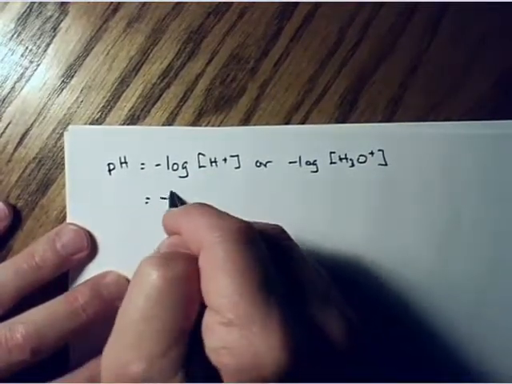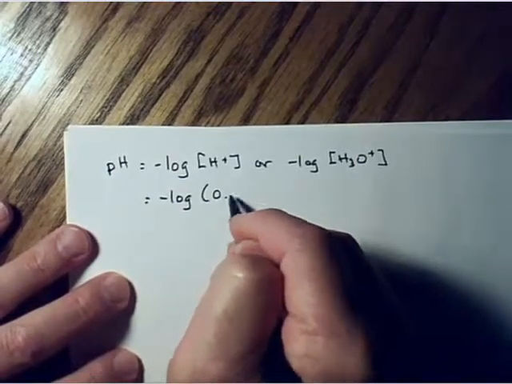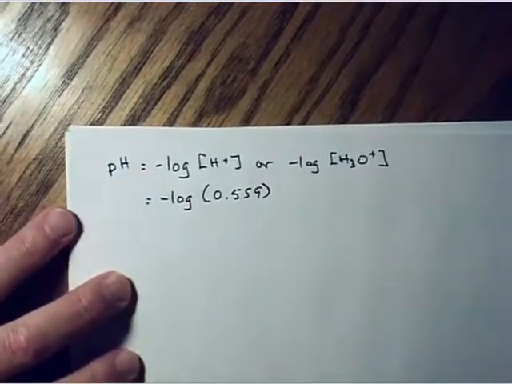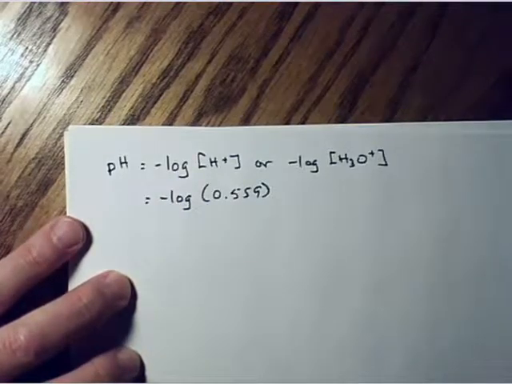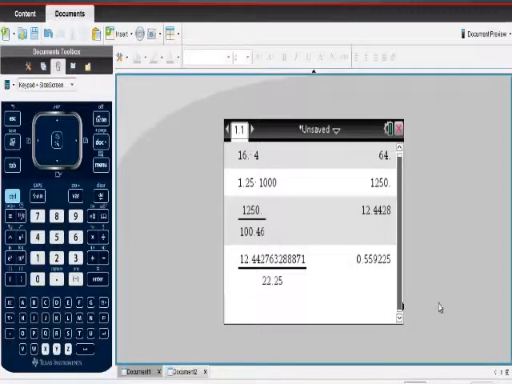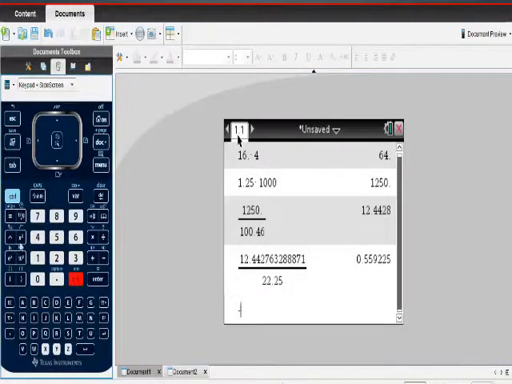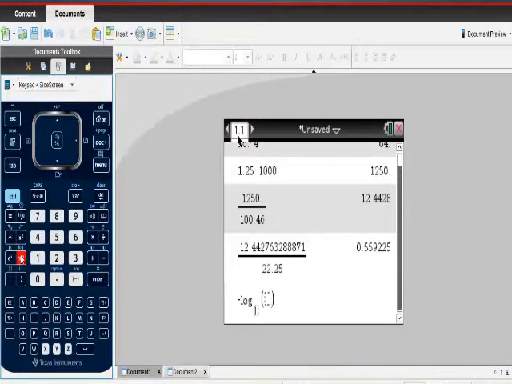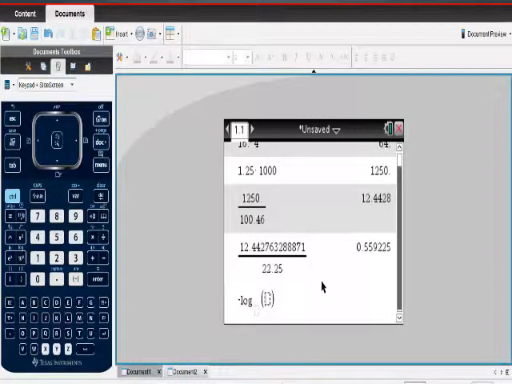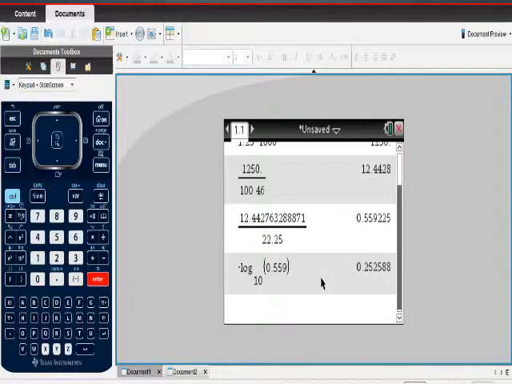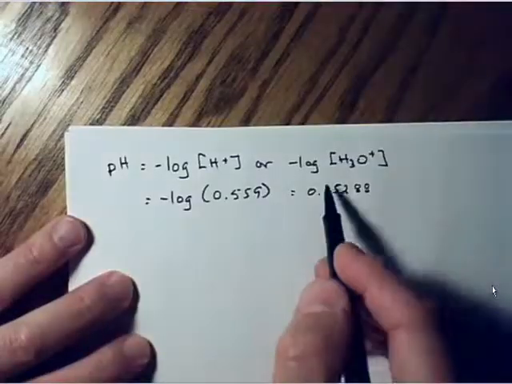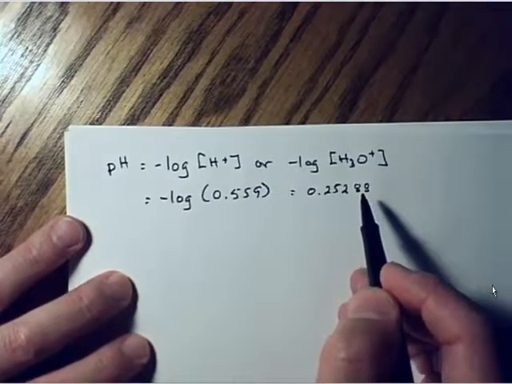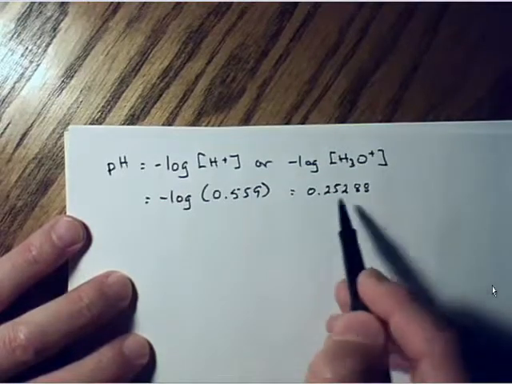And so we're going to plug in negative log of 0.559. Okay? So, negative logarithm, and we're using base 10, but on this particular calculator, if you skip over that, it's going to assume base 10. So all I got to do is put in 0.559. Okay, and see it puts in the base 10 here already. And so that's our pH, 0.25288. pH is a unitless answer, but we need to round it off.